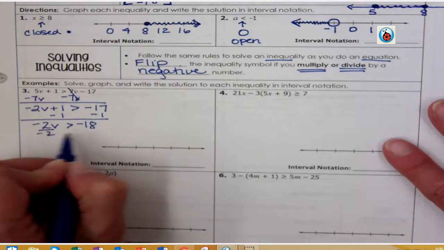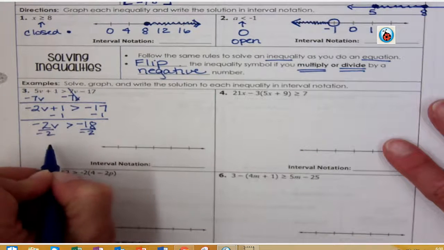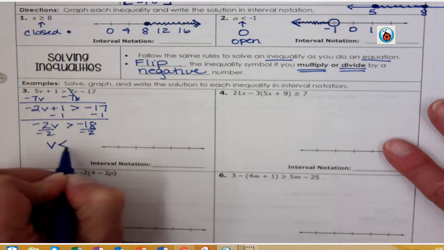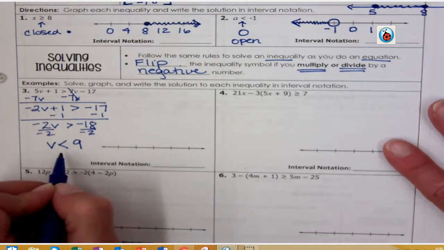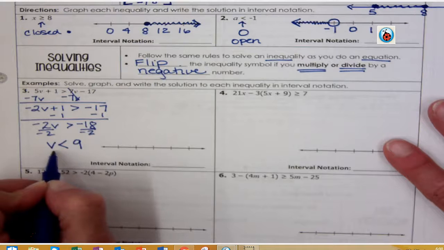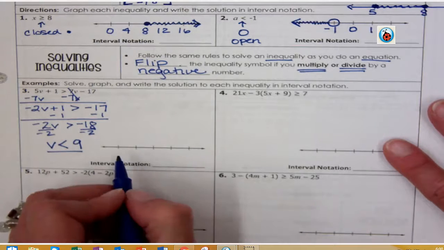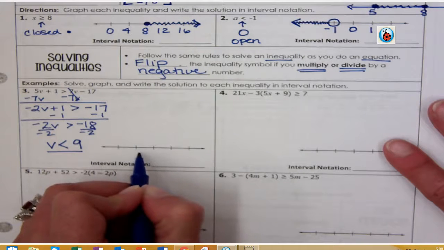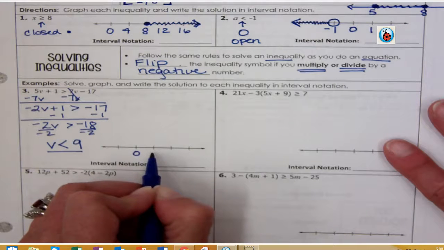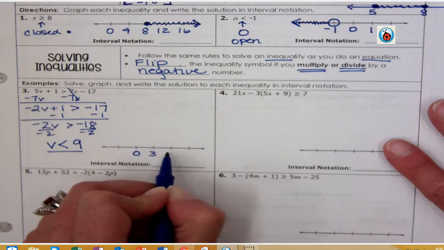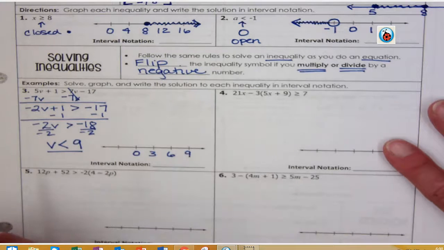So because I'm dividing by a negative number, it's going to be v is less than positive 9. Negative over negative is positive. Okay, so that is my inequality notation. If I have a number line and say this is 0, this is 3, 6, 9. So this would be negative 3.